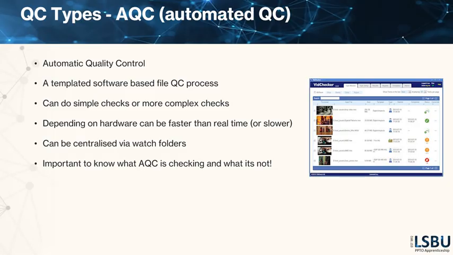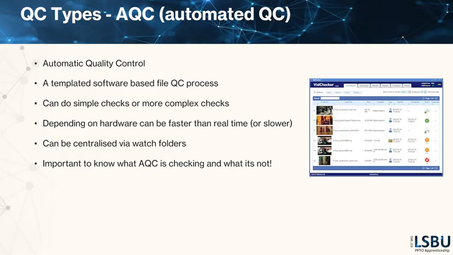So automated QC, very, very simple. It often works from a watch folder or hot folder. You drop your master file into it. The program is monitoring that folder. It sees a new file. It waits for it to finish being written there. Then it runs an analysis and it will kick out a PDF report at the end of it, or it will update your digital asset management system, whatever it might be, and it'll let you know whether it's passed or failed.